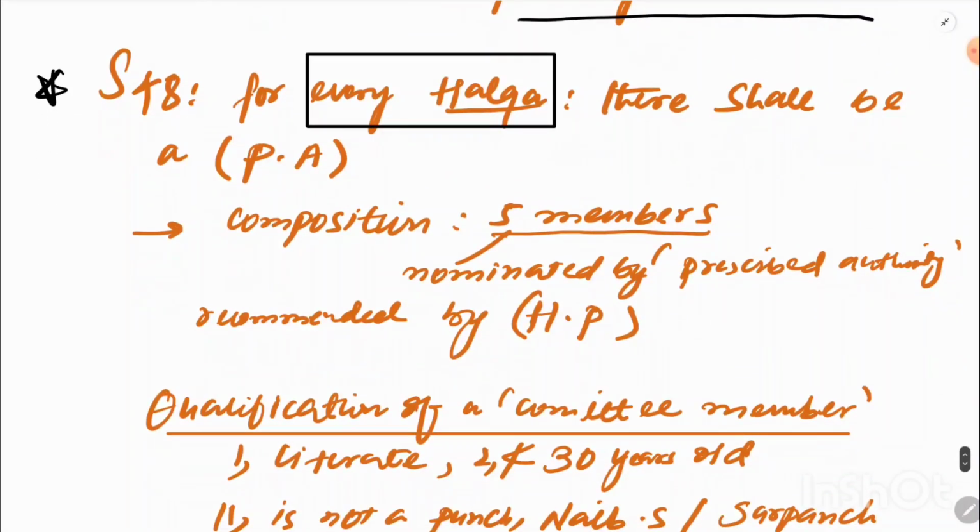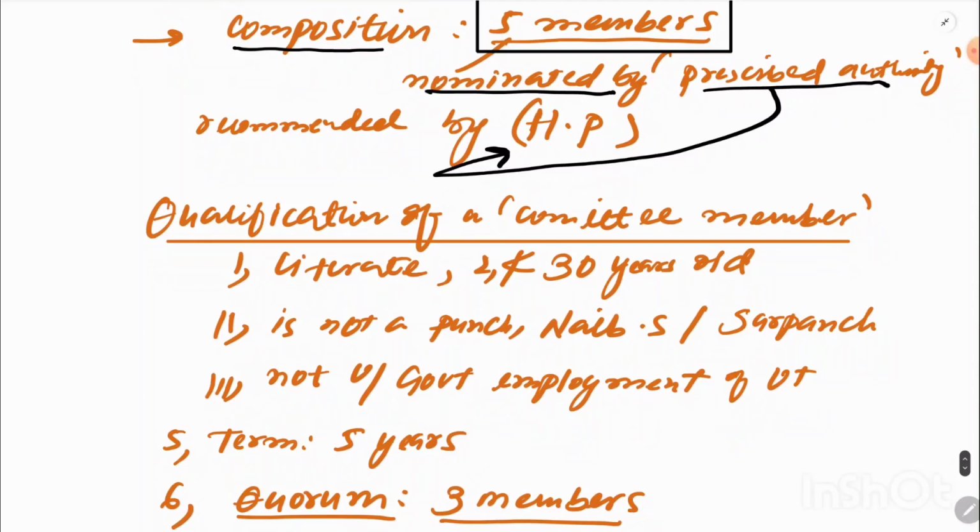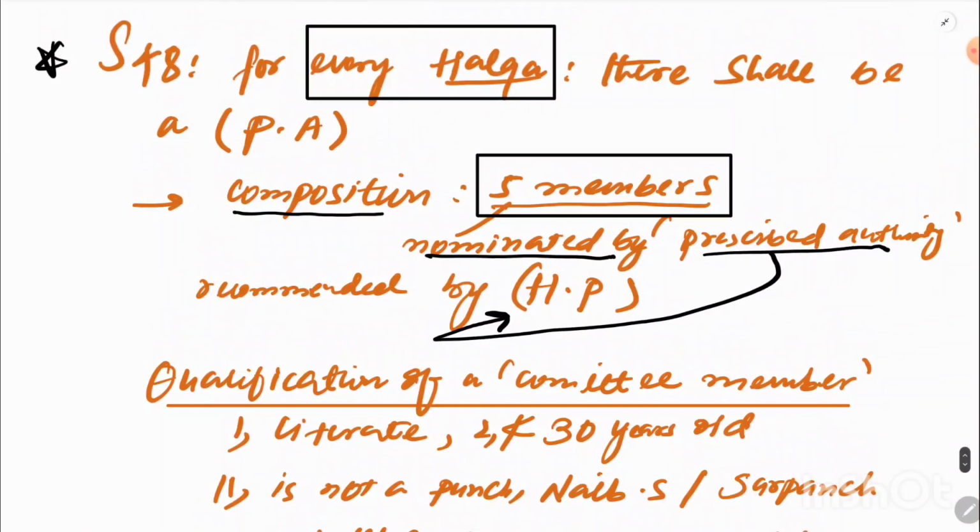And what will be the composition of Panchayati Adalat? It shall have 5 members. Okay, it shall have 5 members. Just remember it. Panchayati Adalat should have 5 members. And those 5 members will be nominated by a prescribed authority. And this prescribed authority will be recommended by none other than Halka Panchayat. Okay, simple.